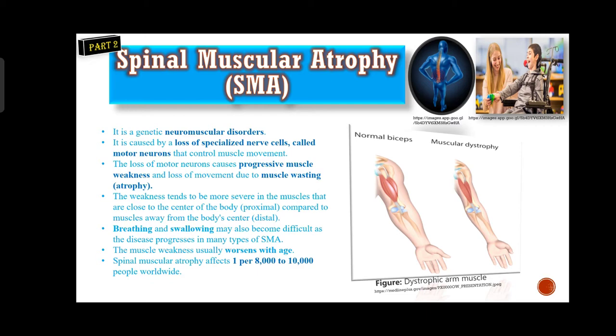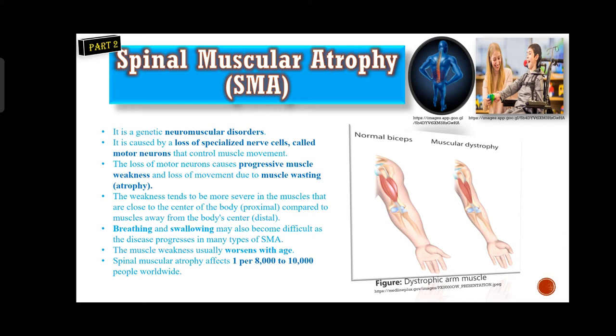Atrophy means decrease of cell, organ, or tissue. Muscle wasting is a loss of muscle mass due to the muscle weakening and shrinking. You can clearly observe the difference between normal biceps and muscular dystrophy in the right hand side image. The weakness tends to be more severe in the muscles that are close to the center of the body, called proximal, compared to the muscles away from the body center, distal.